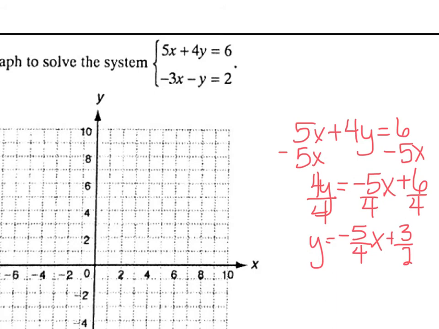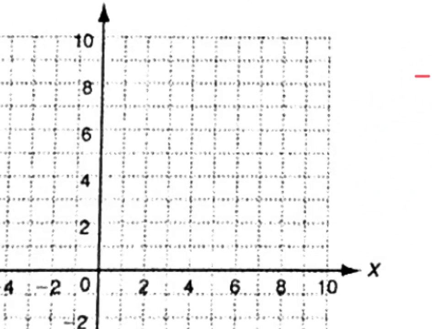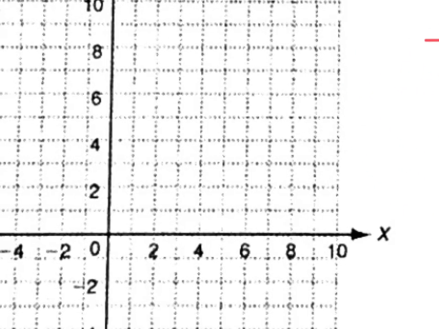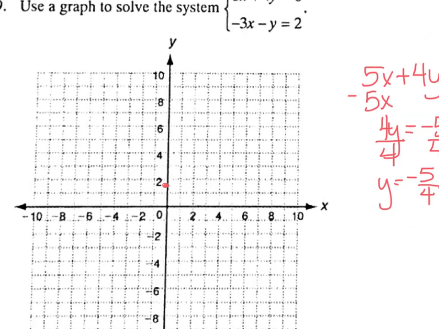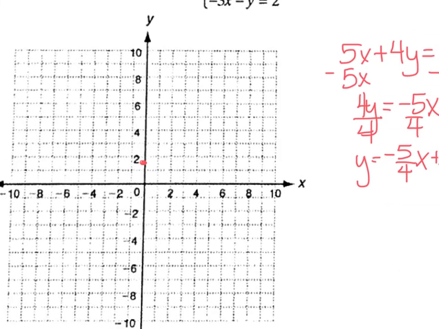So that means that on the graph, I'm not starting on a line, I'm starting in between 1 and 2. So 1.5 would be about there. The slope for this one is negative 5/4. So that means I'm going to go down 5 and over 4. Now, since I started in between a line, that means every time I go down 1, I'm still in between. So 1, 2, 3, 4, 5, and then to the right 4.